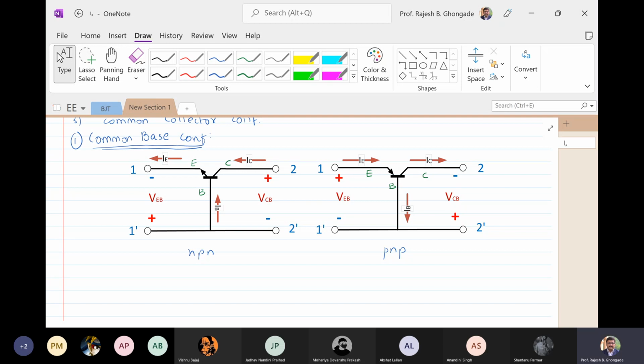Am I audible? Guys, am I audible? Yes, sir. So if I am audible, why don't you respond? Yes, sir. So why do we call this as common base configuration?